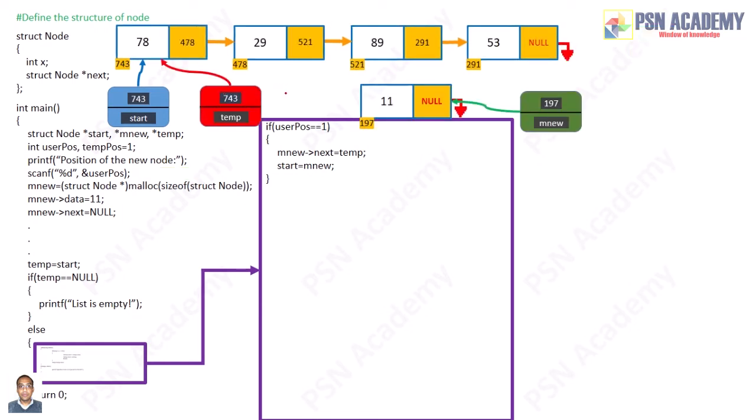Now let's get back to the previous scenario, and now the position will be specified more than 1. That means the user wants to insert the new node in the second position or the third or the fourth or the fifth, like that. So we write else if user pos greater than 1.